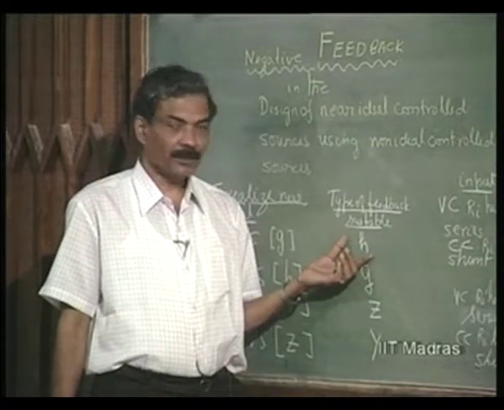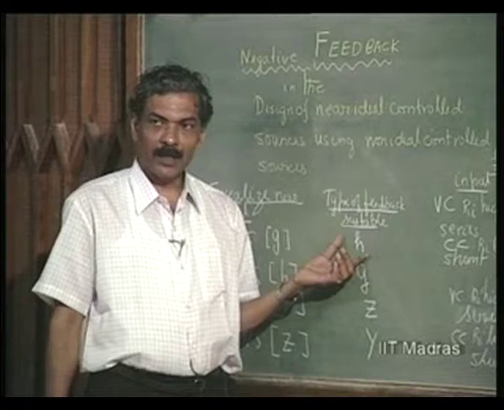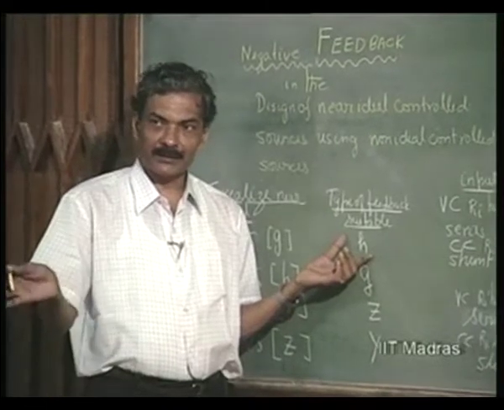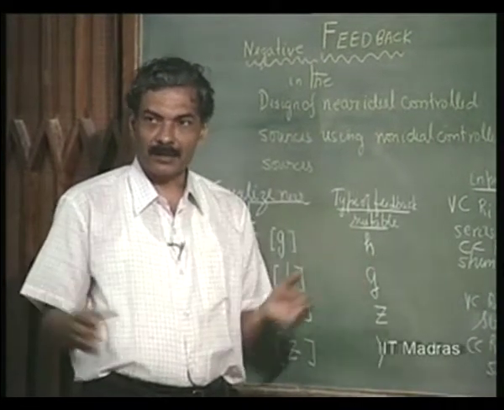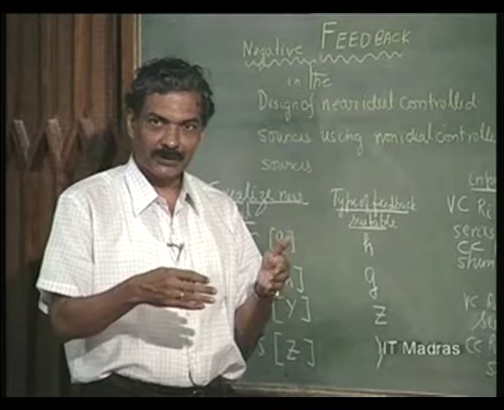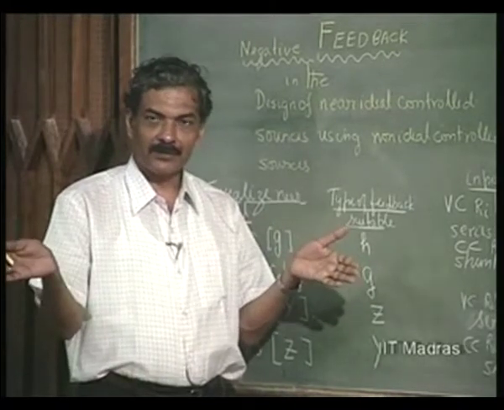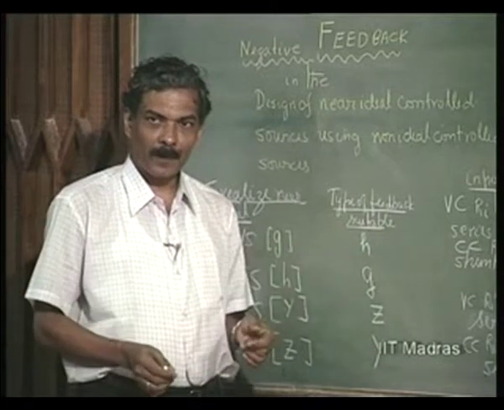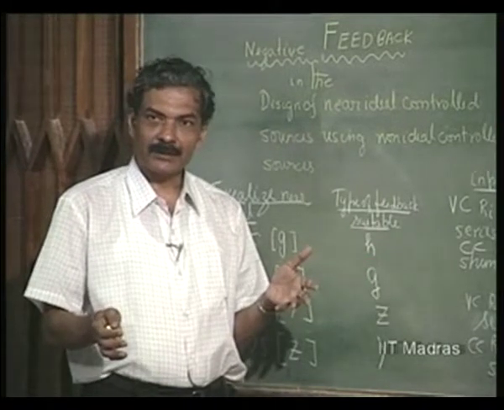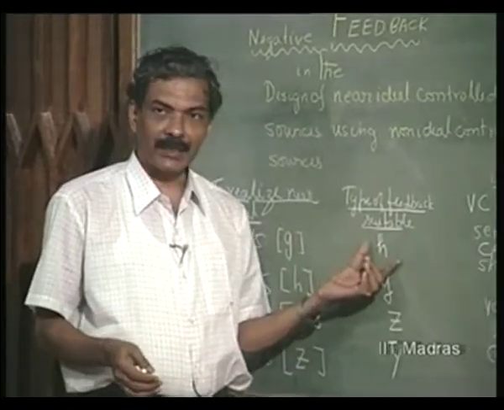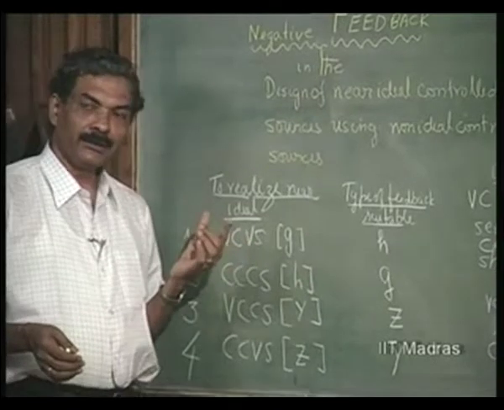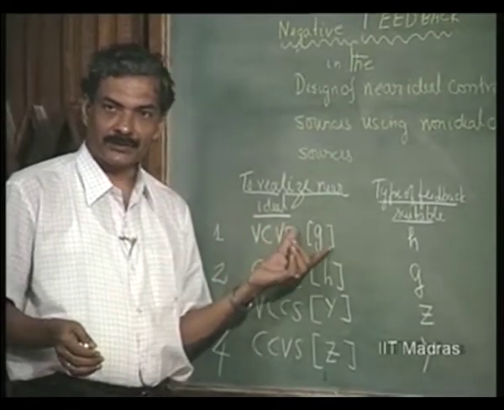Why? Obviously, the H parameter is measured with output shorted and input open. When you short the output, automatically the feedback network and the amplifier network are separated out, because the arrangement is in shunt at the output. So, when you short the output, the feedback network automatically separates out from the amplifier network. When you open it at the input, again the feedback has no influence on the amplifier. So, H feedback is the one that is adopted in order to get an ideal voltage controlled voltage source.